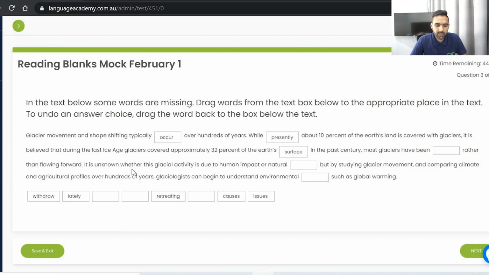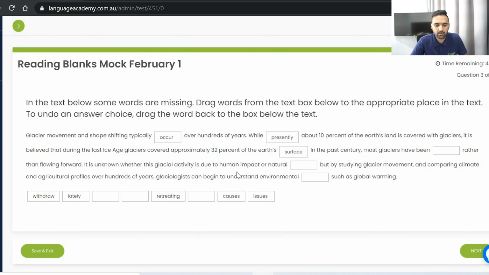So it is unknown whether this glacial activity is due to human impact or natural. Okay, something happened over here with glaciers. I'm not sure about the fourth one for now. Let's leave it. Okay, it is unknown means we don't know whether this activity happened due to human reasons or natural. What natural? Natural withdrawal, natural lately, natural retreating, natural causes.